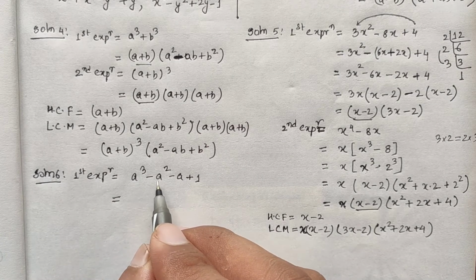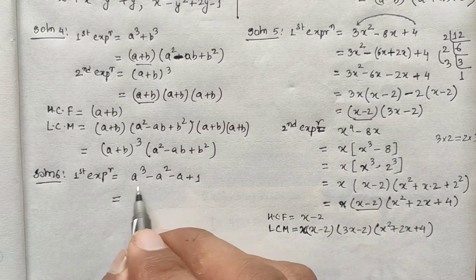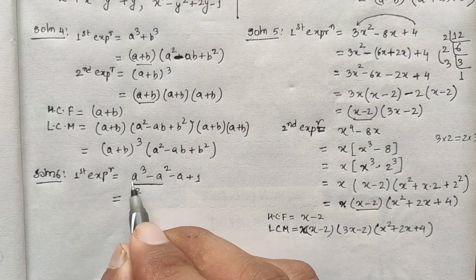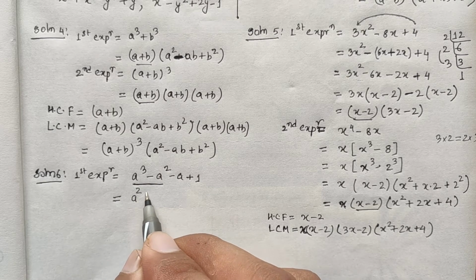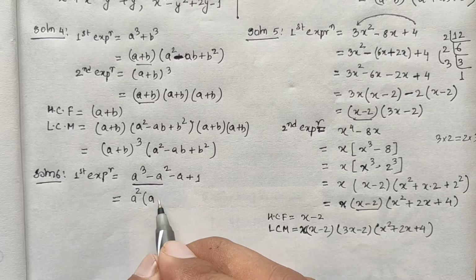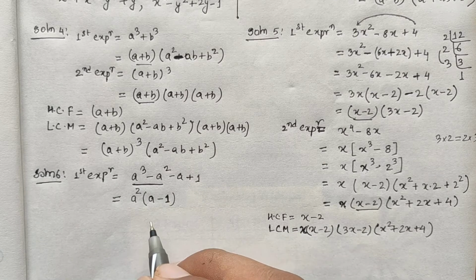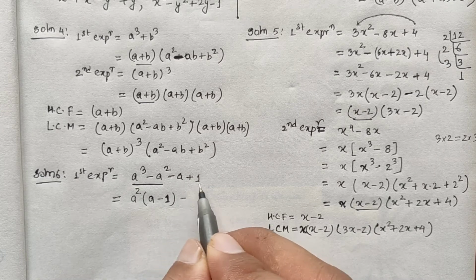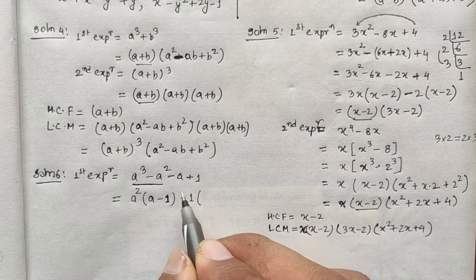So a cube and minus a square is here, and minus a plus 1 is here. If you take a square common from these two terms, these are terms that are separated by plus and minus. Okay, a square taken out, and what's the remaining here? A. And what's the remaining here? Minus 1, because a square taken out, so minus 1 remains. And now there is nothing common here, so we can take minus as common.